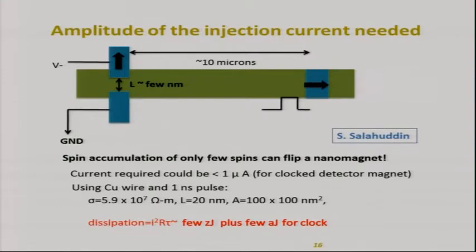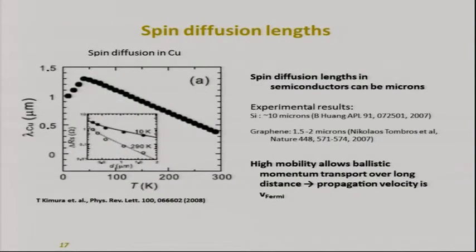So the energy dissipation in the amount of current that's needed to inject enough spins into this end of the wire at the transmitter side would be down in the zeptojoule range, with only a few attojoules necessary to pump a little bit of energy into the receiver magnet to make it sensitive enough to flip with this amount of input energy. So that looks pretty promising, and Salahuddin's group is actively working on trying to demonstrate that.